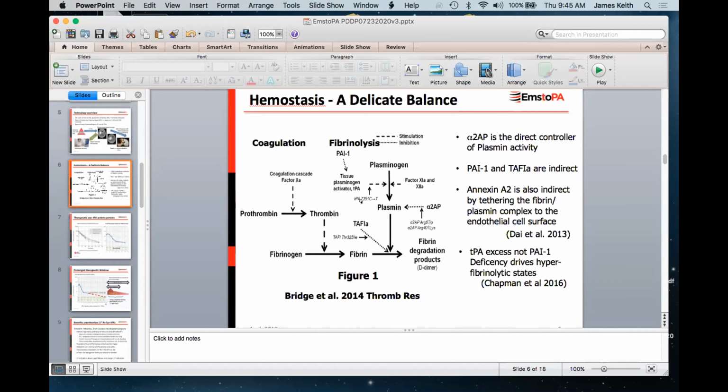Activity of the fibrinolytic system. And basically the fibrinolytic system is driven by the conversion of plasminogen to plasmin, which actually then dissolves or lyses the fibrin clots. tPA is a major driver of the plasminogen conversion to plasmin and then the dissolution of the clot.